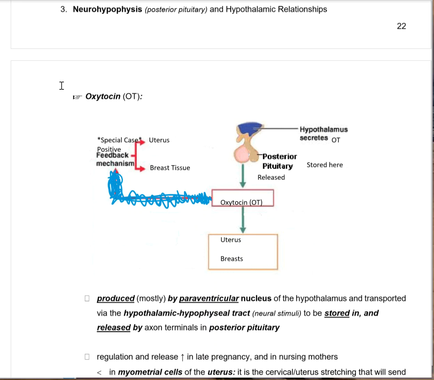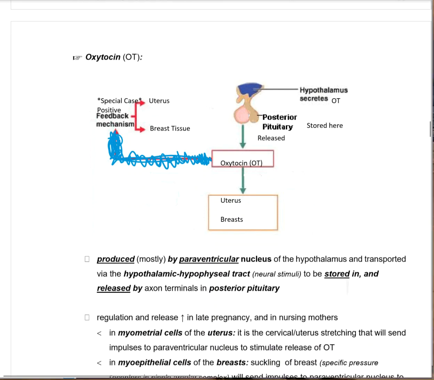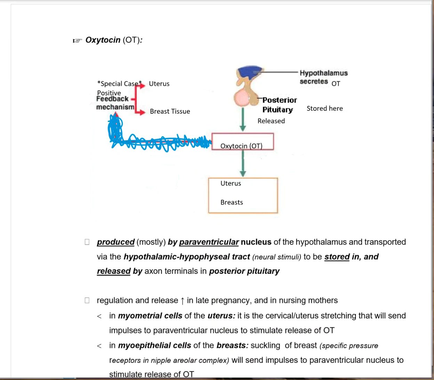And there are two hormones that you need to understand for this class, and that's oxytocin, OT, and antidiuretic hormone, ADH. So we're going to start with oxytocin. And you're going to notice right here, it's a little hard to see, I put it in right there, that this is our special case, our positive feedback mechanism. So write that in right now. This one is different than all the other ones, and the only hormone that's positive feedback that we talk about. So that's good.